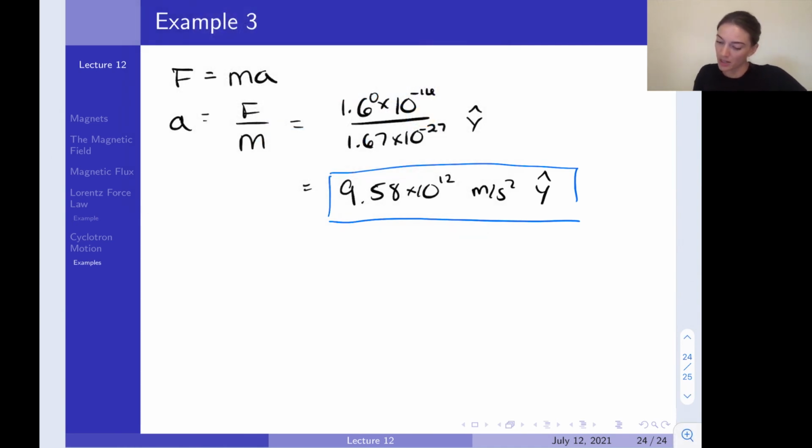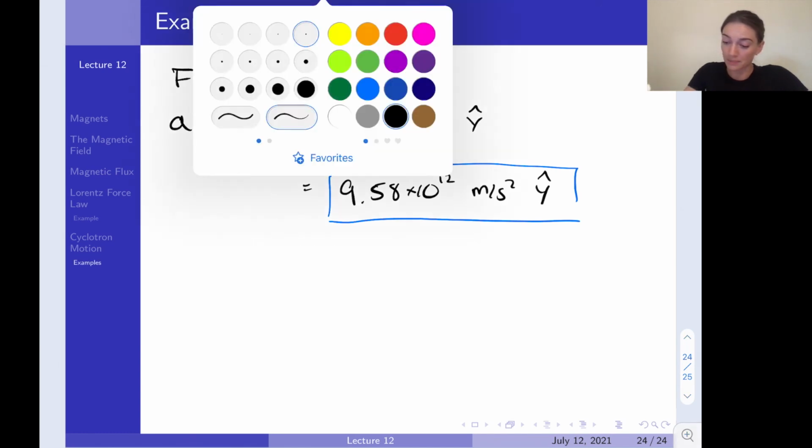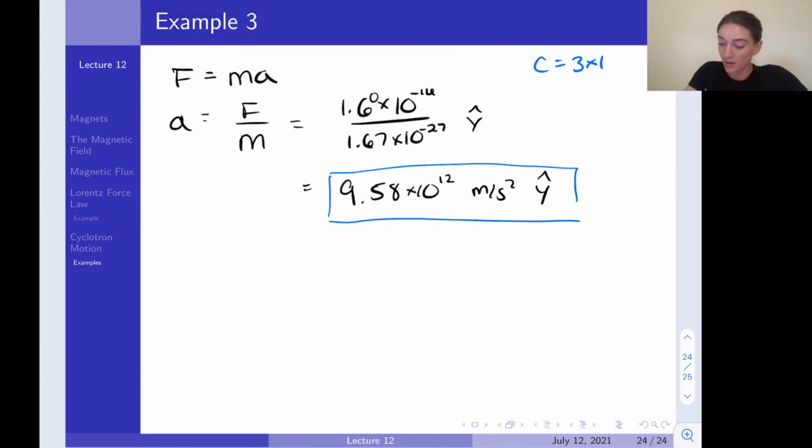Now you might notice here that our acceleration is actually very large. It's 10 to the 12, and you might think, well, that's bigger than the speed of light, and the speed of light, remember, is 3 times 10 to the 8. But remember, the speed of light is a velocity, so it's in meters per second, so nothing can actually travel faster than 3 times 10 to the 8. But just because you have a big acceleration doesn't mean that your particle is actually traveling at 10 to the 12 meters per second. It just means it's having a very, very fast acceleration.